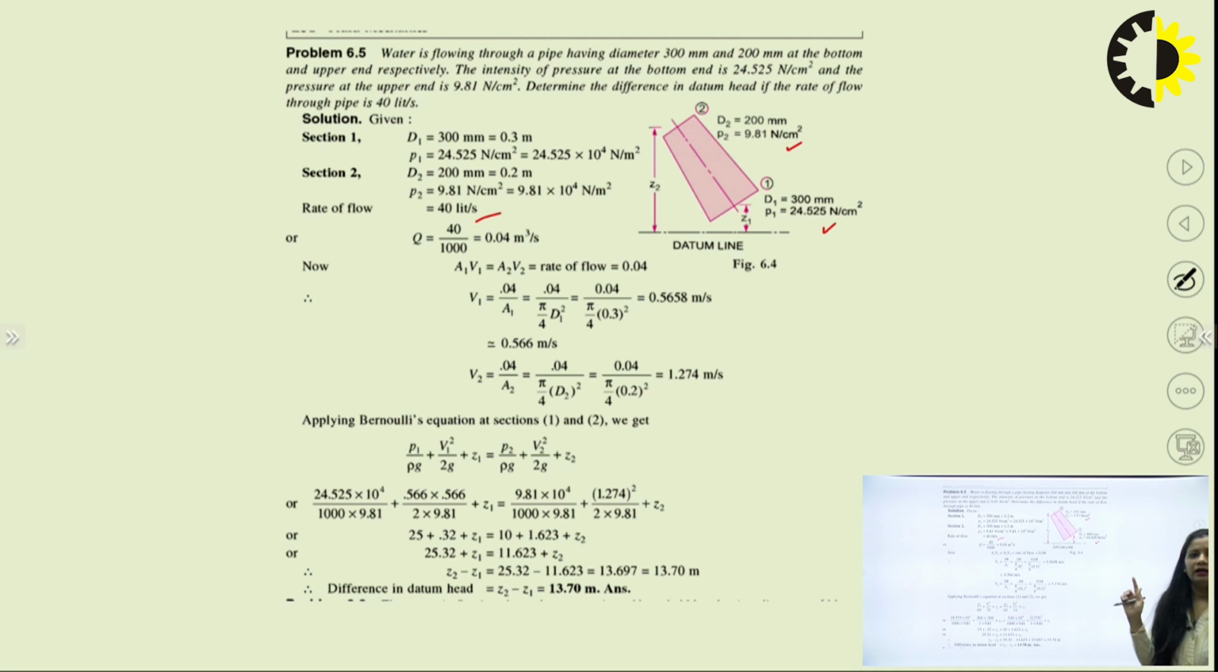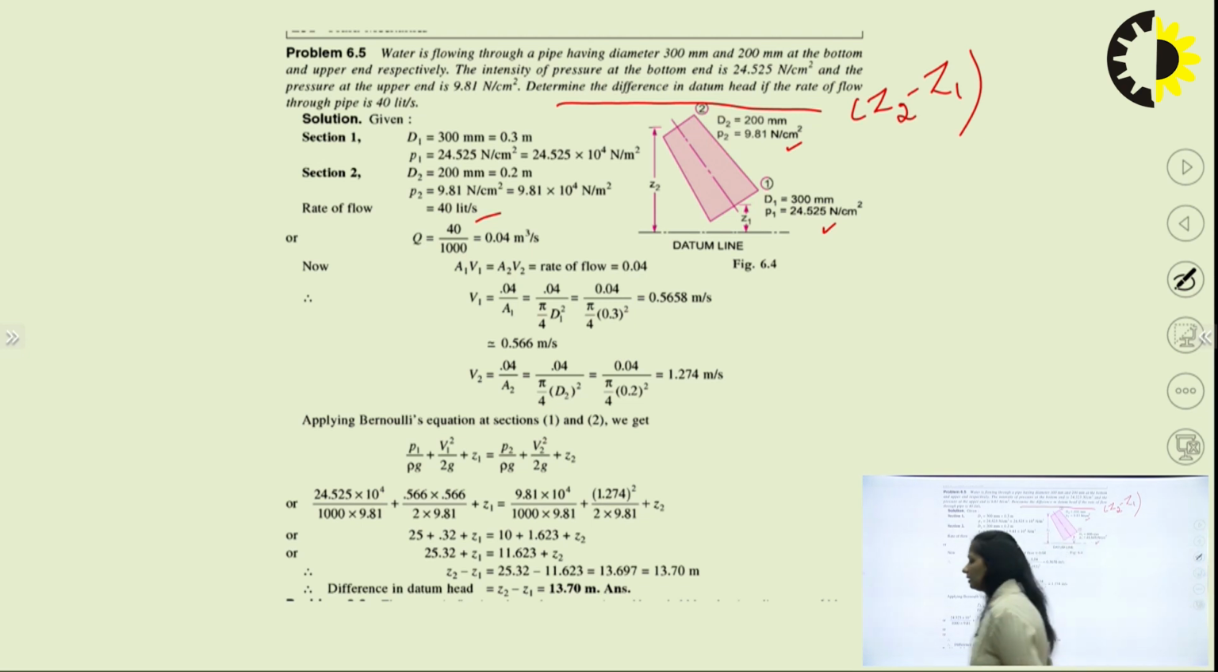Okay. Determine, what was the question? Determine the difference in the datum head. They are asking for Z2 minus Z1, or Z1 minus Z2. So let us suppose Z2 minus Z1, if the rate of flow through the pipe is 40 liters per second.